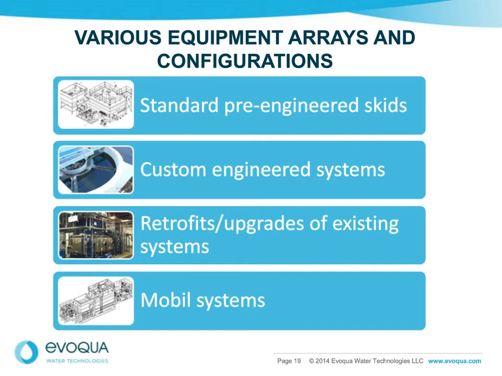COMAG is provided in a number of configurations. 4 standard pre-engineered shop-fabricated skid systems are available for flows up to 5,000 gallons per minute. For larger flows, custom engineered systems are available using field erect steel or concrete reaction tanks and clarifiers.